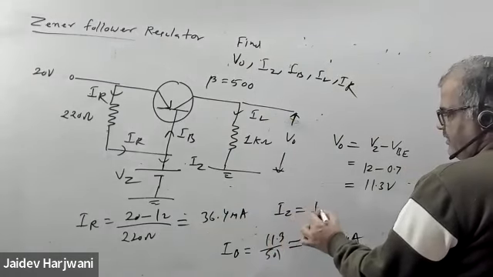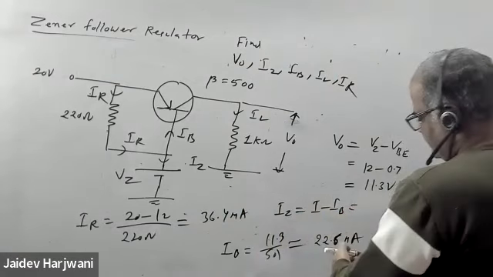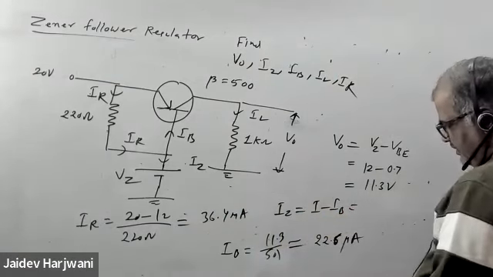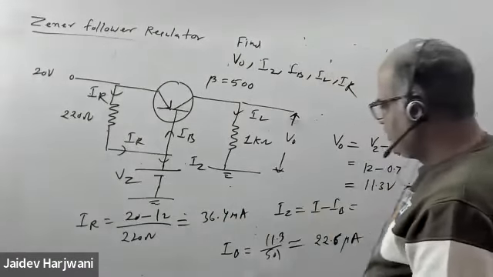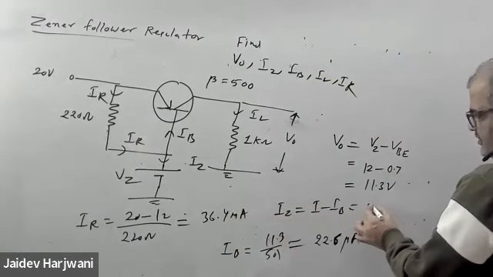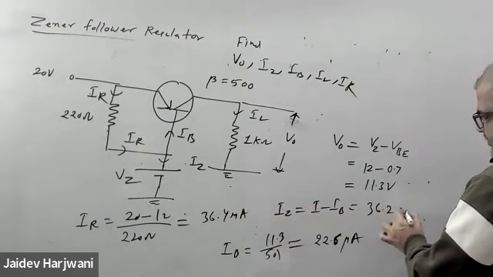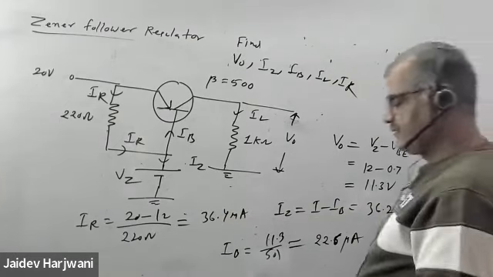IZ will be your I minus IB. Okay. So this is just if you convert in milliampere, it is almost negligible, 0.022. Okay. So this will almost come in this equal to this one. Okay. So it's coming 36.2 milliampere. If you subtract this one, check it once.